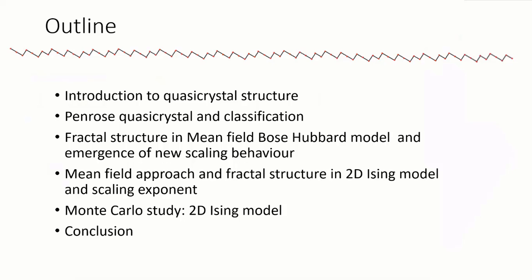Specifically, I will consider the Bose-Hubbard model and look at the emergence of the quasiperiodicity effect in the phase diagram. Then I will return to the Ising model, looking to see any difference between the Bose-Hubbard and Ising models, because here I will discuss a thermal phase transition. Then I will bring my study of the Monte Carlo simulation of the Ising model, and at the end I will conclude my results.